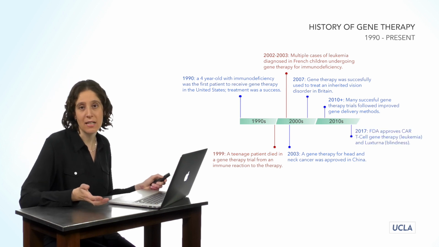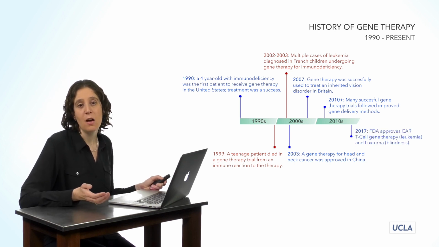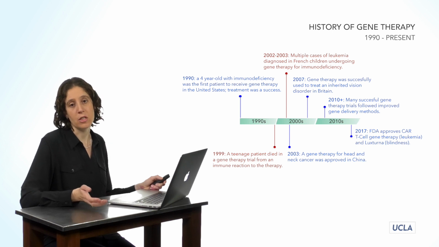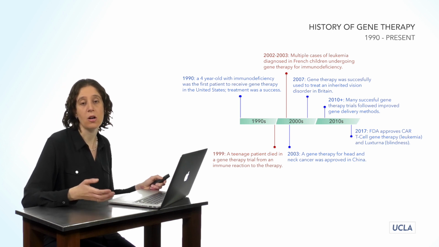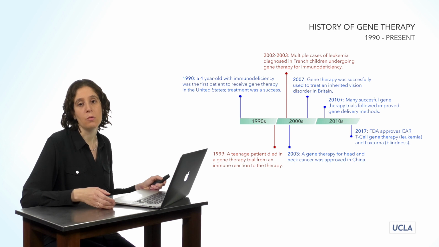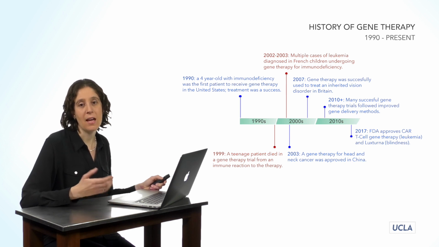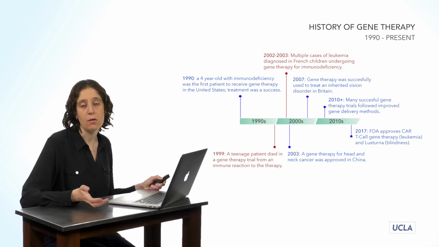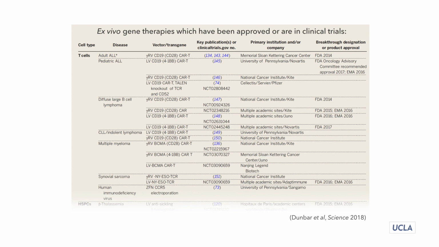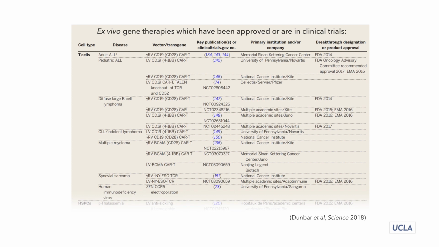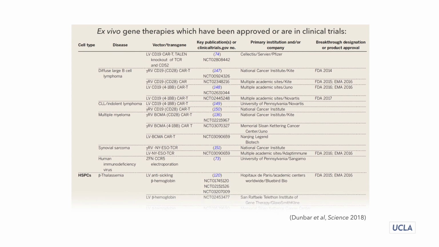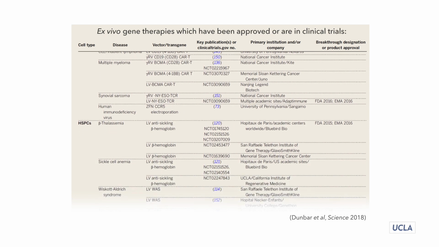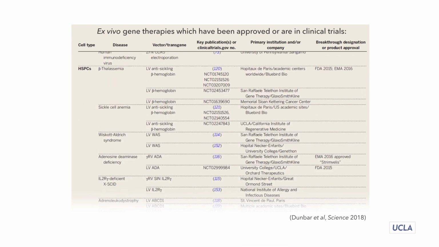2017 was a particularly exciting year for gene therapy in the United States because the FDA approved 2 different gene therapies. One is CAR T-cell gene therapy, which is being used to treat leukemia, and the other is called Luxturna, which is being used to treat an inherited form of blindness. This table shows gene therapies that are either approved or in clinical trials, and you can see that there are a lot of them that are currently being successfully used to treat patients with otherwise intractable genetic diseases.